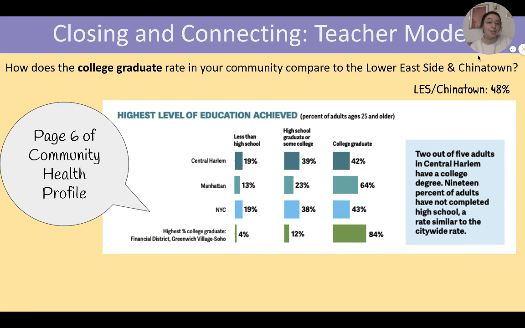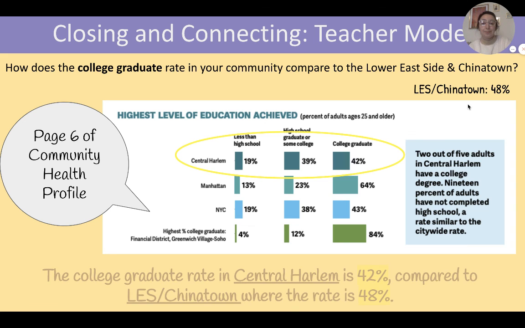So this is on page 6 of the Community Health Profile. So you can scroll down to page 6 if you're having trouble finding it, or you can Control F or Command F. Command F if you're using a Mac, Control F if you're using a PC, and type in college and you should be able to find it. So I'm circling what I need to know here. So this is the Central Harlem data, and I'm comparing it to that Lower East Side and Chinatown college graduation rate.